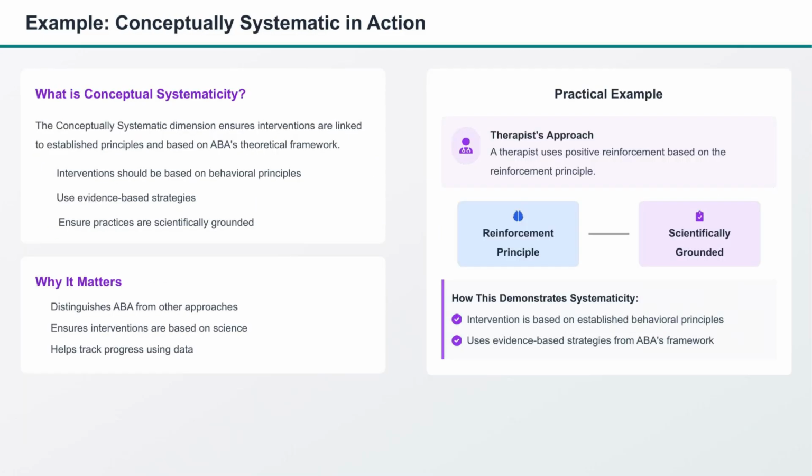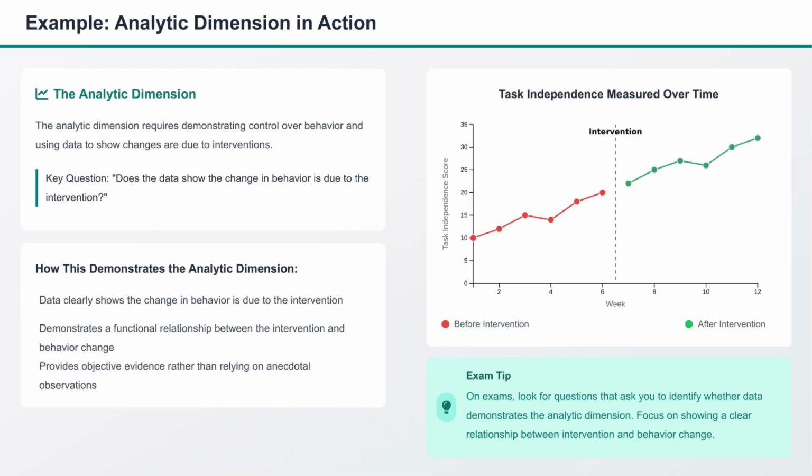The conceptually systematic dimension ensures that interventions are grounded in ABA's theoretical framework. For example, if we use positive reinforcement to encourage a behavior, this intervention is rooted in the reinforcement principle, which is a core ABA concept. The strategies we use should be scientifically based, which ensures that our work is evidence-based and not based on arbitrary techniques.